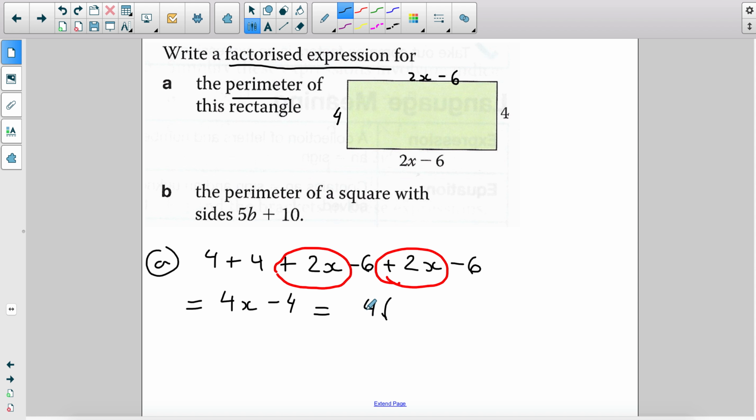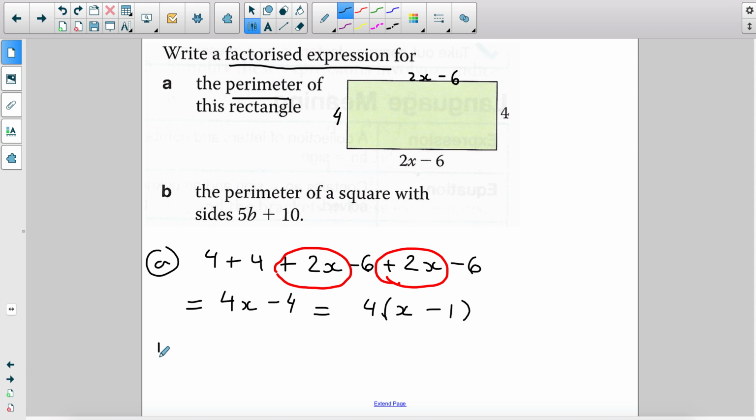And then we say, well, how do I get from 4 to 4x? I need to multiply by x. And how do I get from 4 to negative 4? That's just multiplied by negative 1. Okay, so to check our answer, we always expand the bracket. So 4 times x, that's 4x. 4 times negative 1, that's negative 4. So we're back to where we were.